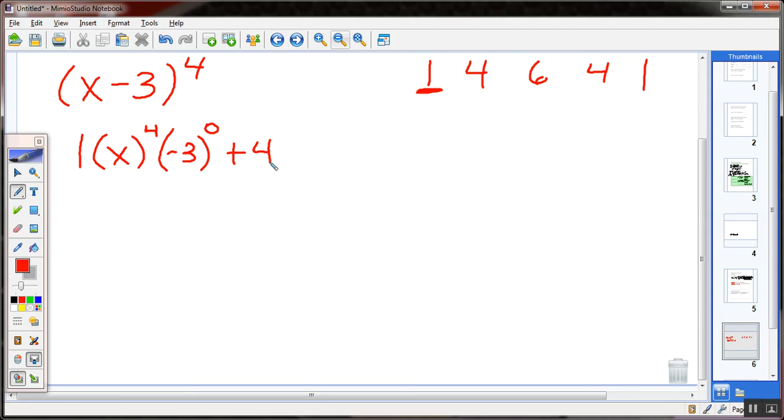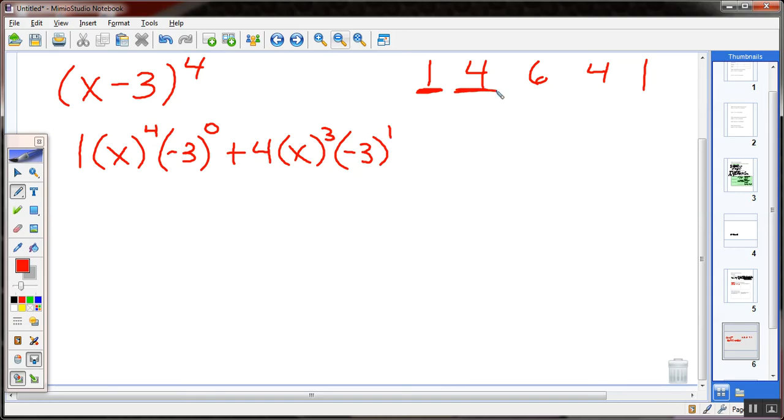We're going to have now 4 for the second term. We've got to bring the x in to the what now? 3rd. And then negative 3 to the what, kids? Negative 3 to the first, okay? So we've used up 4.